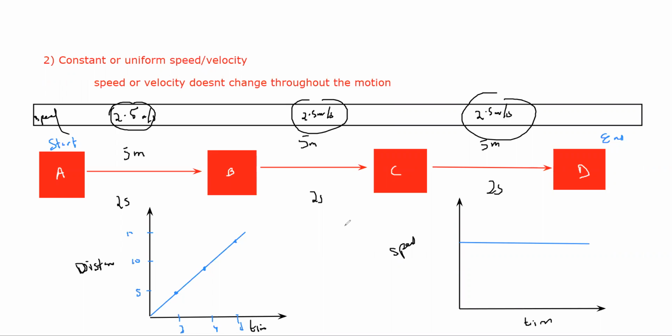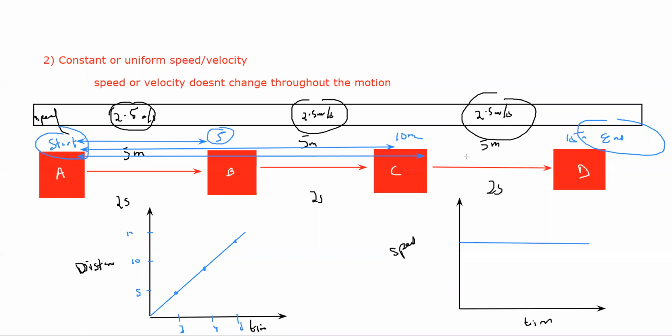Because the distance from the starting point is increasing. In every interval, from A to B it covers the same distance, from B to C it covers the same distance, and from C to D it covered the same distance. But when we compare the distance traveled from start to the end, the distance is increasing. First it was 5 meters, then the total distance is 10 meters, and at the last, the total distance is 15 meters. So 5 meters from the beginning, 10 meters from the beginning, and 15 meters from the beginning. So the distance is increasing, but the speed is constant. Speed does not change because it is covering equal distance in every time interval.